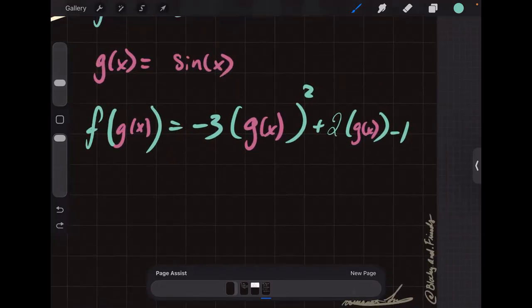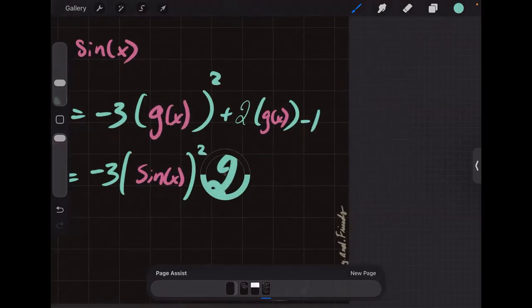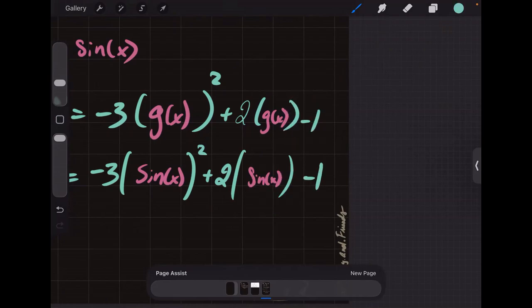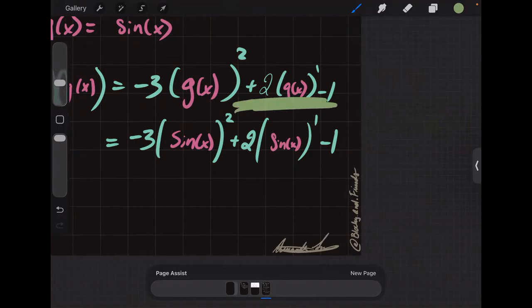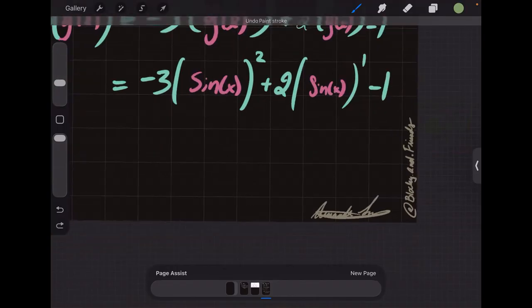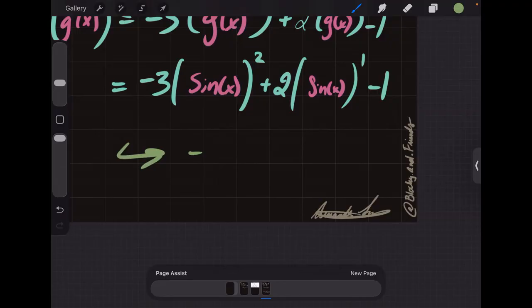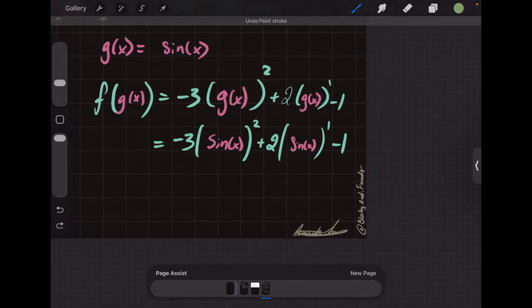It's equal to sine. So this is going to be negative 3 parentheses sine of x, the whole thing squared, plus 2 sine of x minus 1. Please, please, please, pretty please, use your parentheses. I don't want to see like negative, actually, this isn't a great example. I'll show you in a second. Okay.